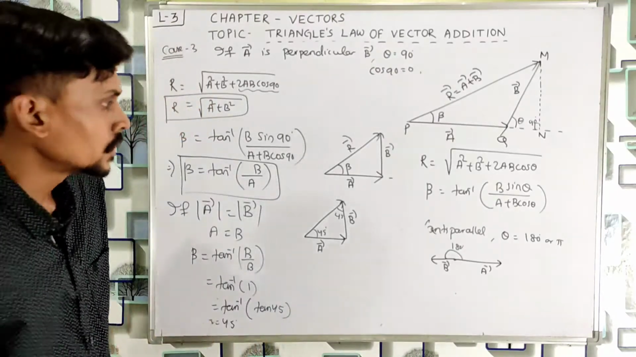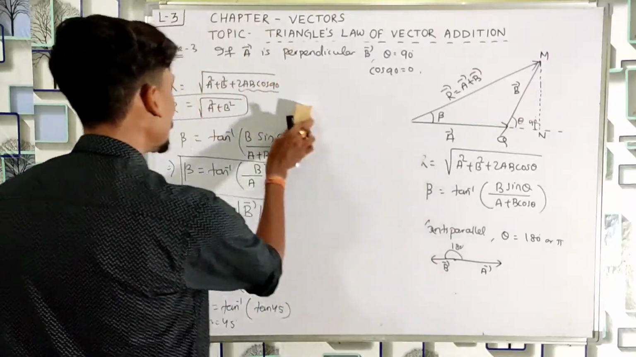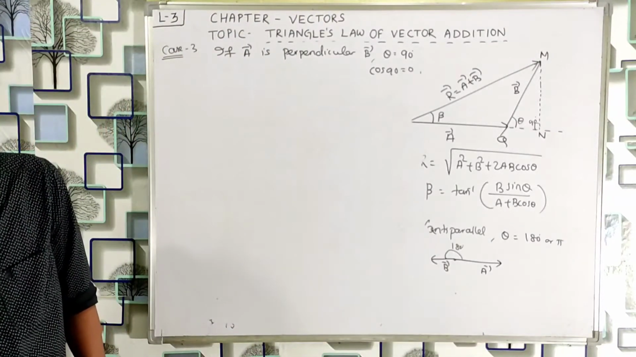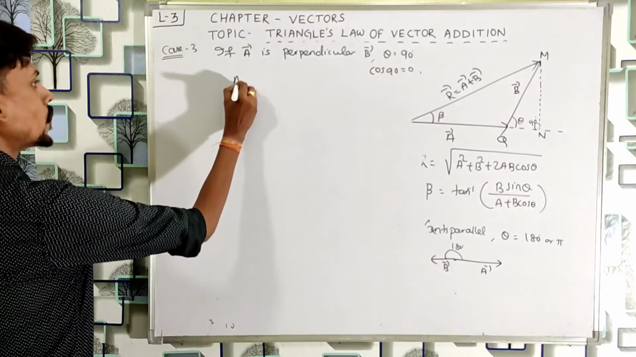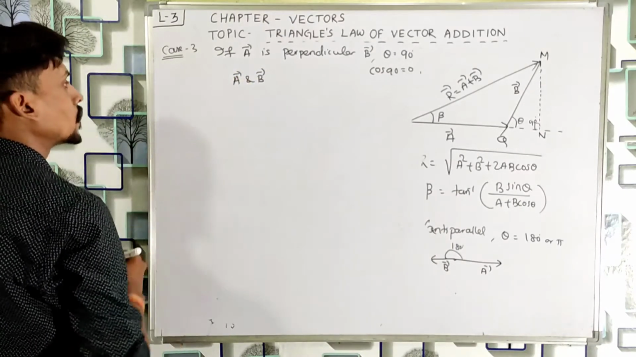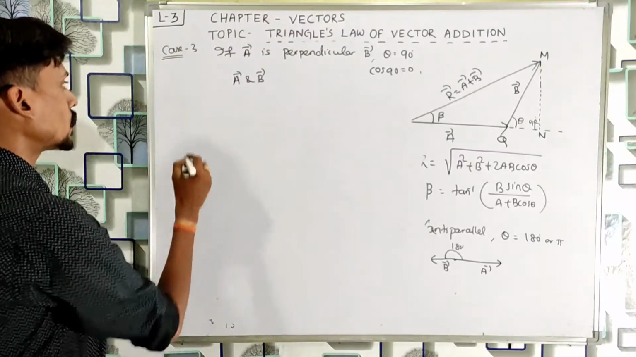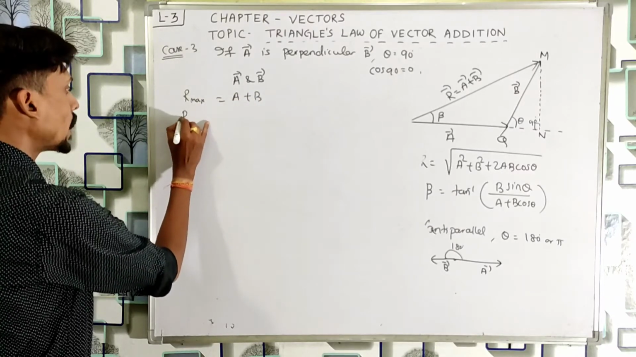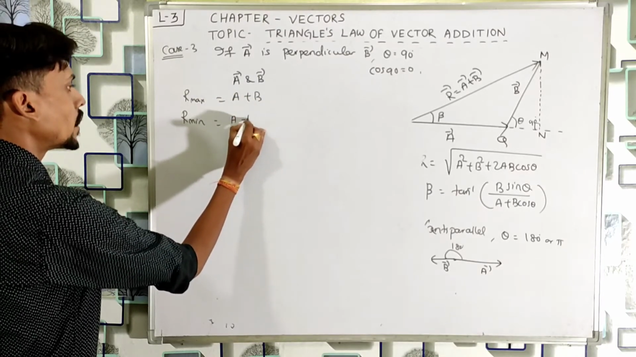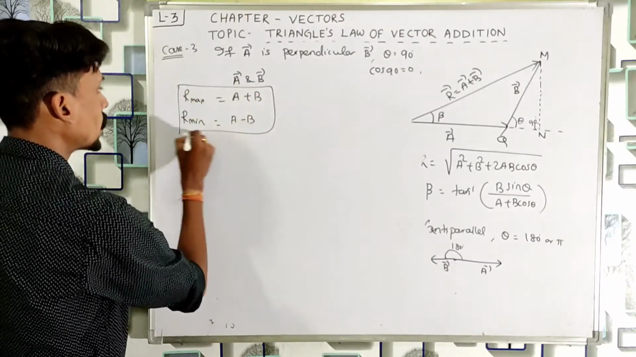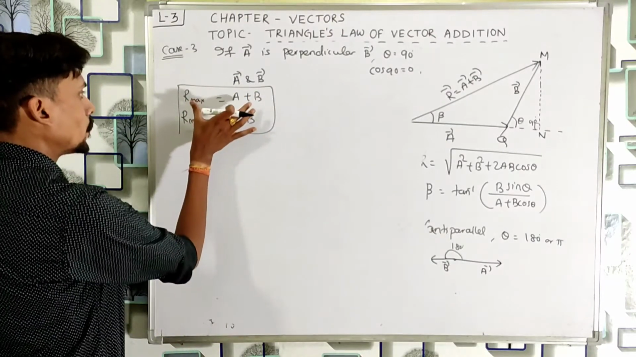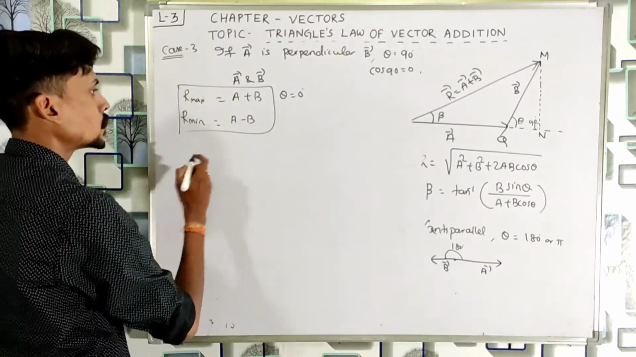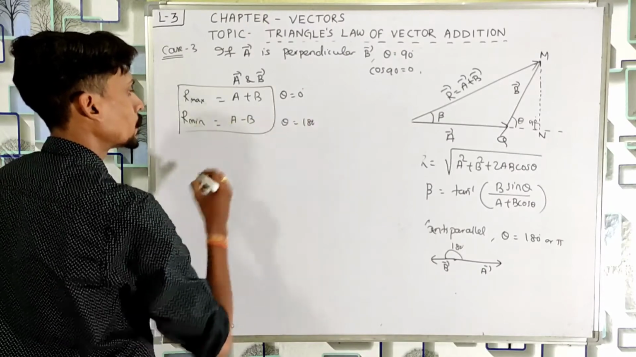And remember that when you are adding two vectors a and b, the maximum value of the resultant will be a plus b, and the minimum value of the resultant will be a minus b. It means this value is obtained when theta equal to 0 degree, and this value is obtained when theta equal to 180 degree.